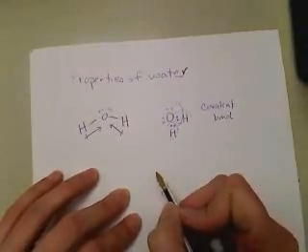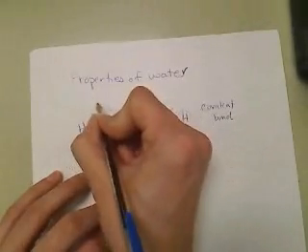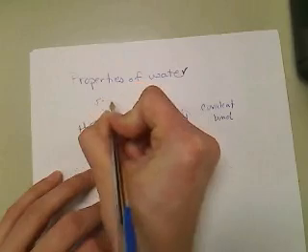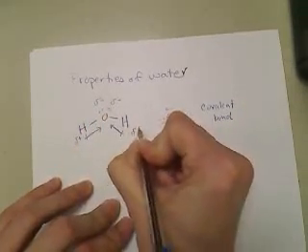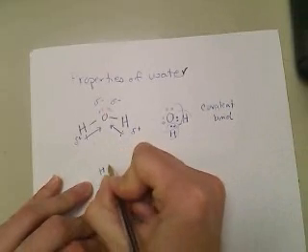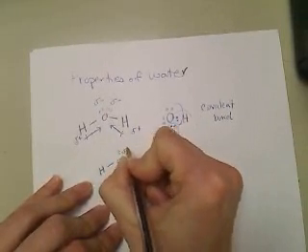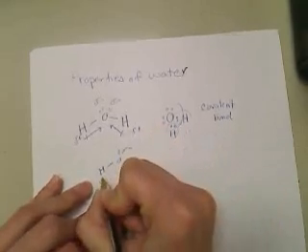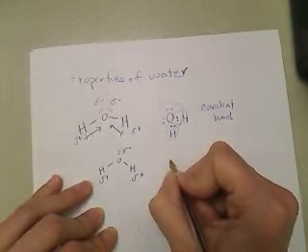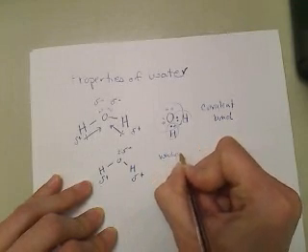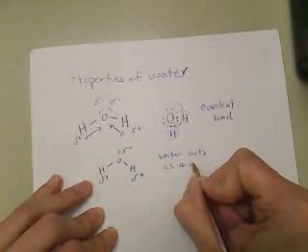And this is why water is unique, because it pulls these electrons close. This end of water has a partial negative, and this has a partial positive, and a partial positive. So water has these two partial negatives, and a partial positive here and a partial positive here. So water acts as a magnet.